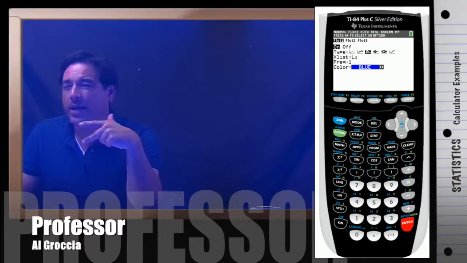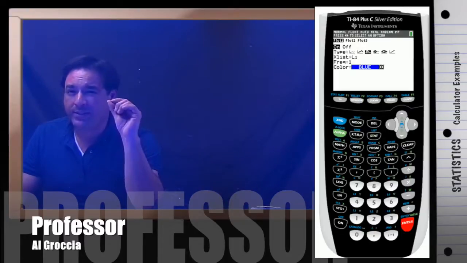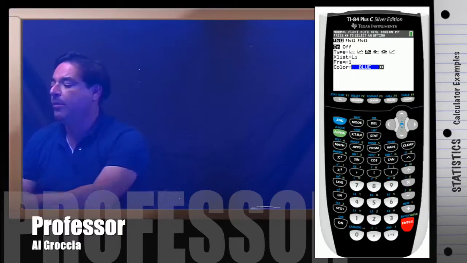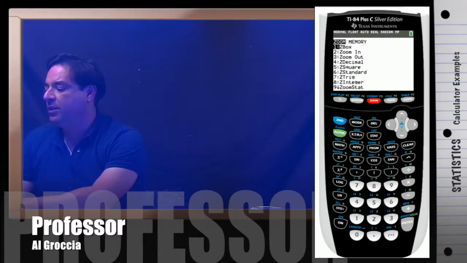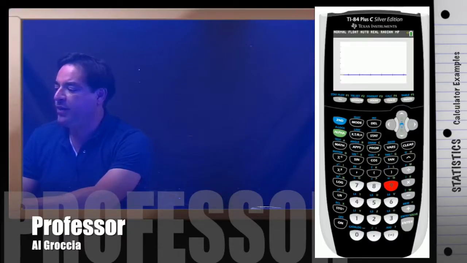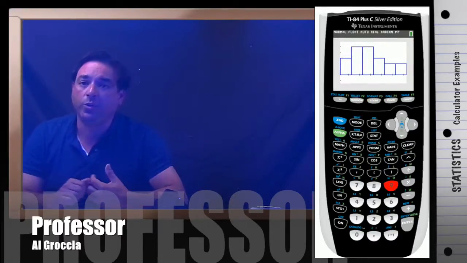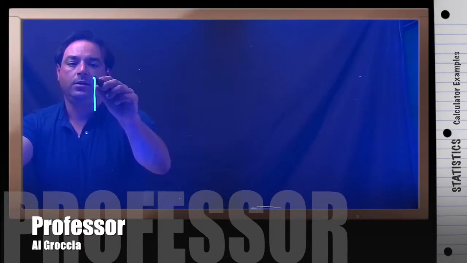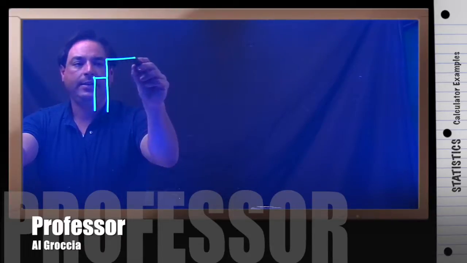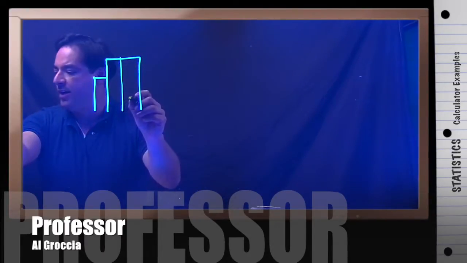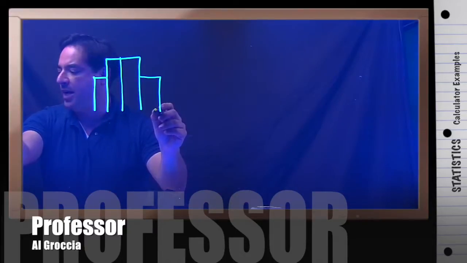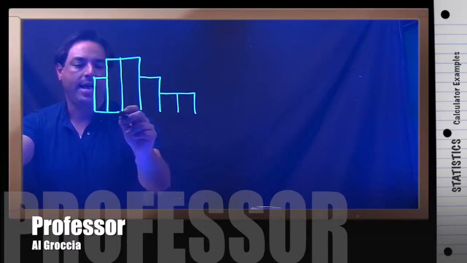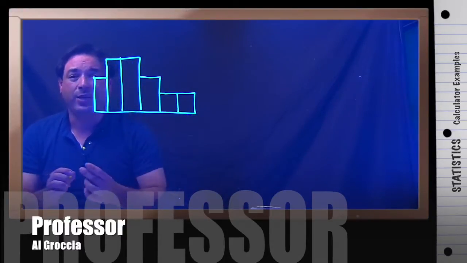Step 3 is the window. We could create our own window by pressing window and putting in values, but because we're starting, we're going to have the calculator do the window by pressing zoom 9. When you press zoom 9, it comes up with a standard window. Now we have our histogram, which I'm going to sketch for you. It basically decided what the cutoffs are. The good thing about zoom 9 is everyone will have the same consistent picture at the end. But it does whatever it wants.